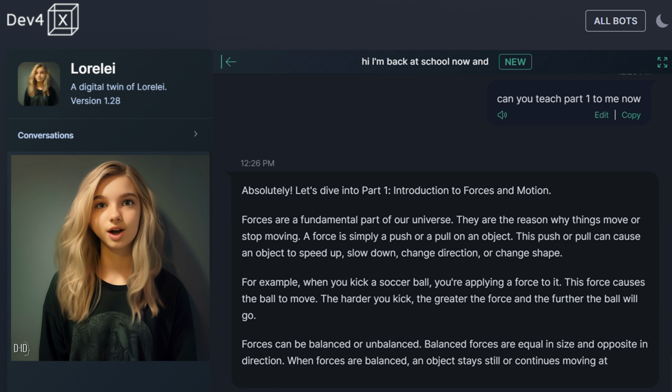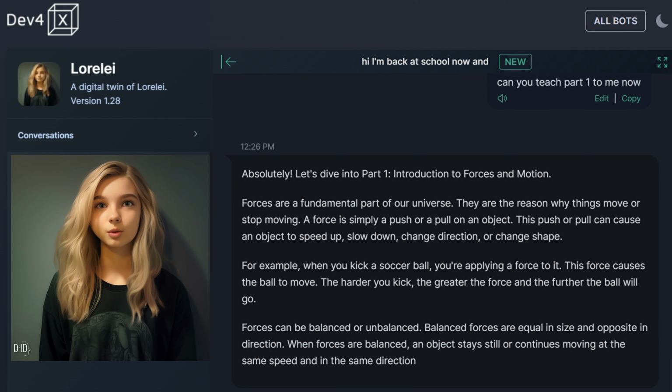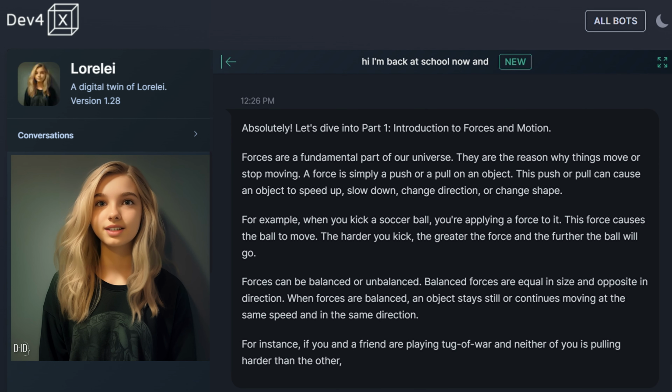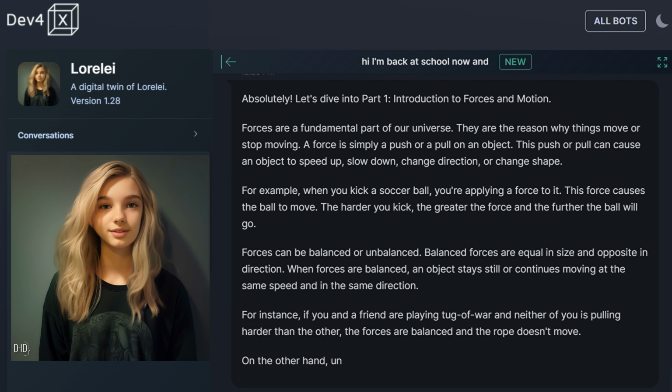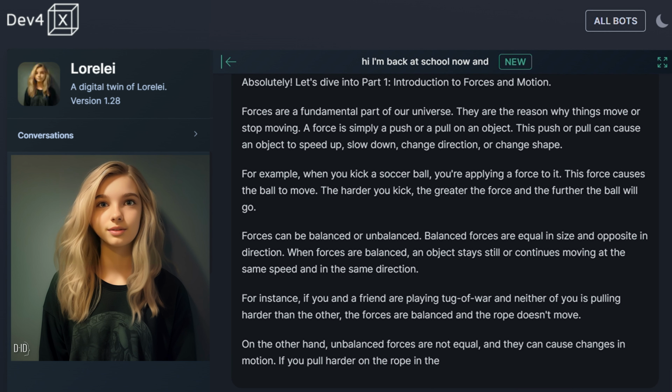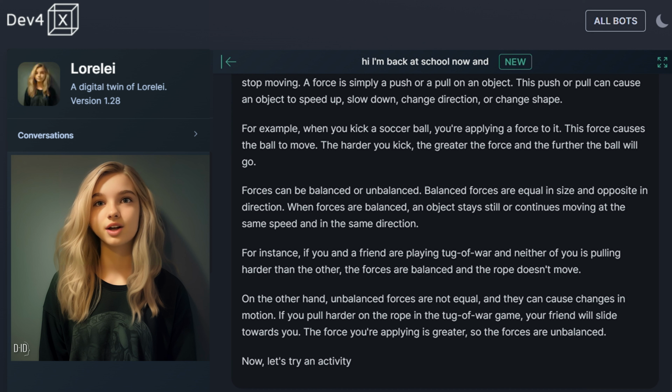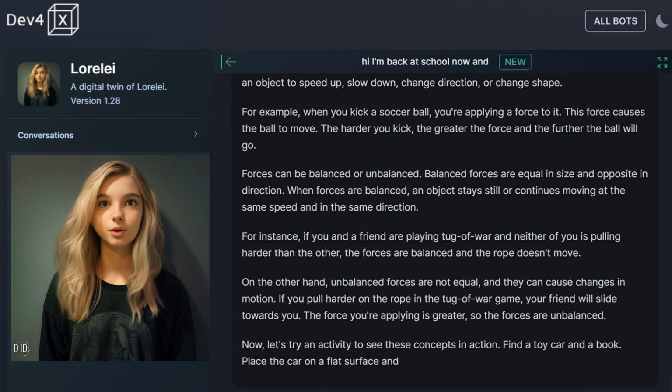Forces can be balanced or unbalanced. Balanced forces are equal in size and opposite in direction. When forces are balanced, an object stays still or continues moving at the same speed and in the same direction. For instance, if you and a friend are playing tug of war and neither of you is pulling harder than the other, the forces are balanced and the rope doesn't move. On the other hand, unbalanced forces are not equal, and they can cause changes in motion. If you pull harder on the rope in the tug-of-war game, your friend will slide towards you. The force you're applying is greater, so the forces are unbalanced.